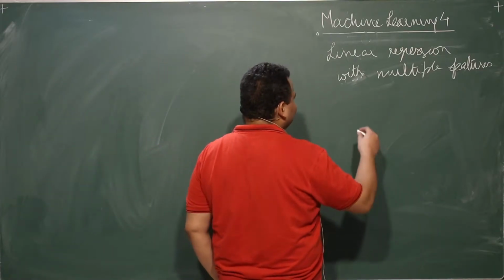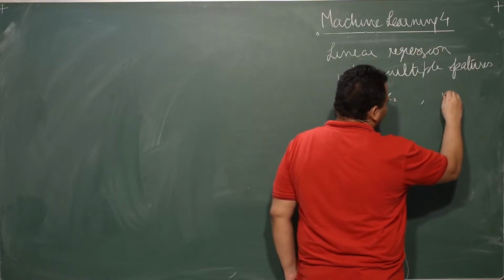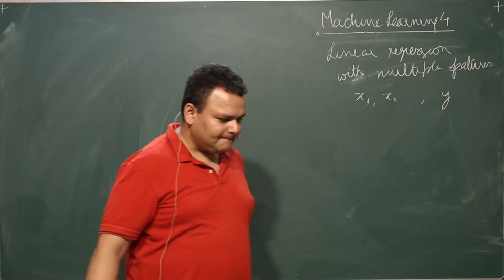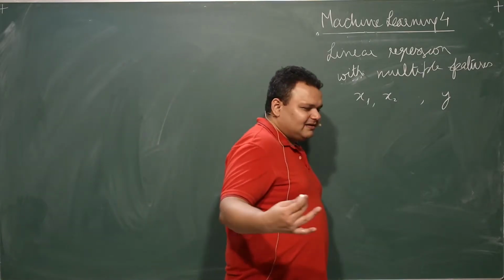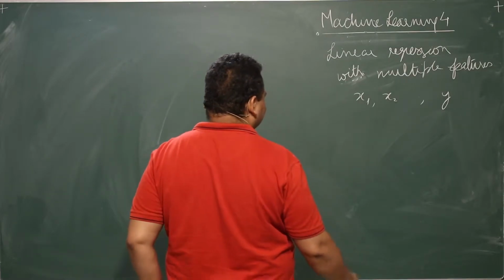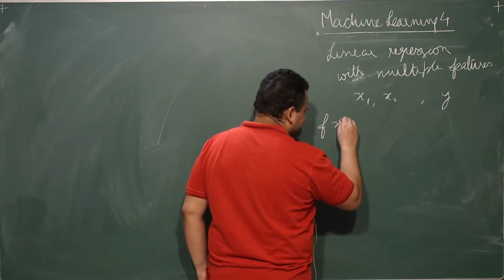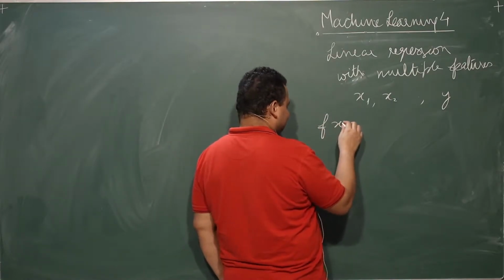Let us say you have two inputs, x1 and x2, and your output is y. Let us say that the relation is linear. How will the procedure be different? So what will your f(x) be?